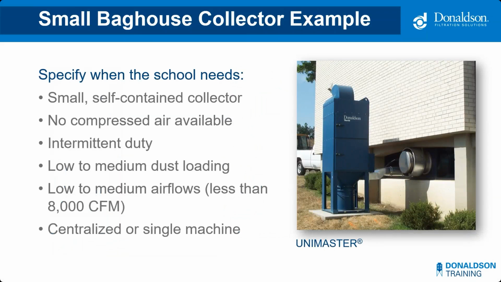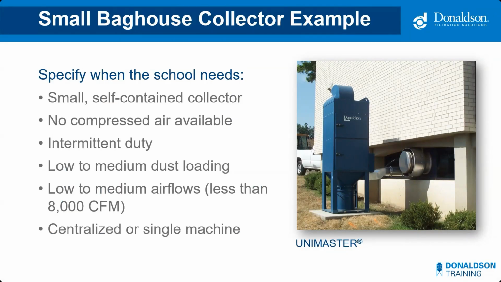Many schools specify small bag houses, such as the Unimaster shown. You may want to consider a small bag house when the school is looking for the following: a small self-contained collector. It's packaged with the fan and fan motor, an automatic shaker and shaker motor, and system controls, instead of using plant compressed air like a DFE does. It has a mechanical shaker that essentially shakes the dust off the filter.